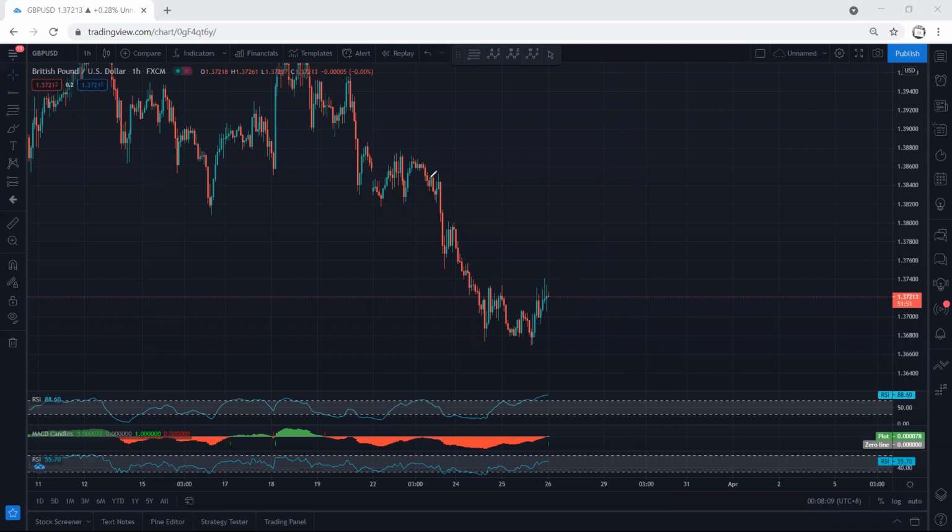In this case we just follow the chart. We want to see how we can look for sell, and if I see any update I will share.